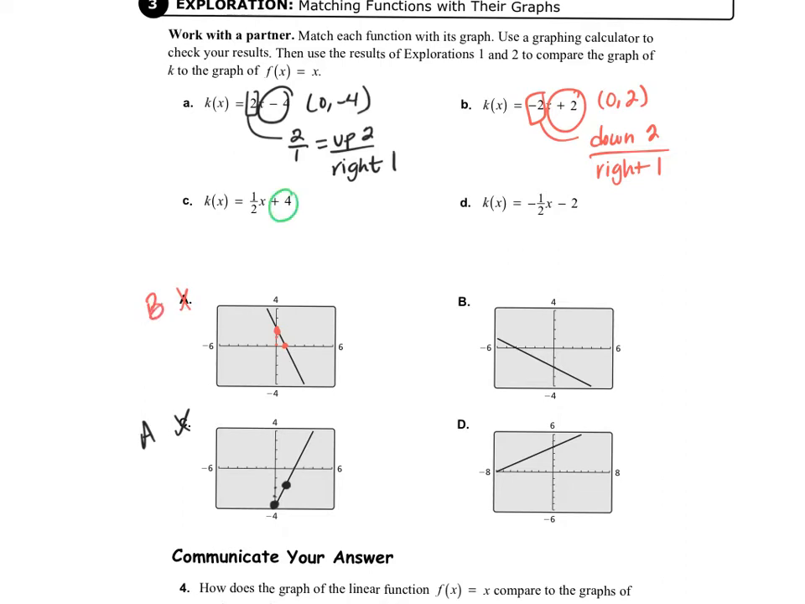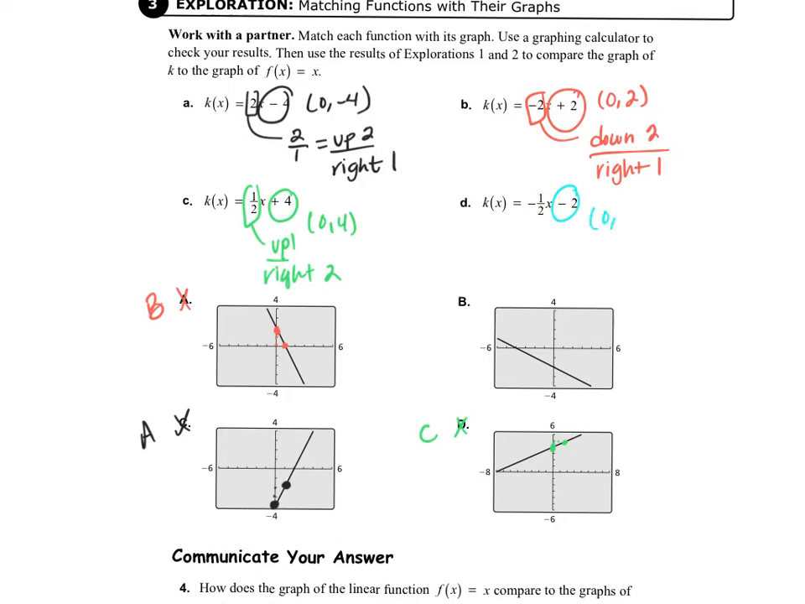And this one, so I start at 0, 4. And I go up 1, right 2. So 0, 4. And then up 1 to the right 2. There we go. So that's C. And then let's do this last one.